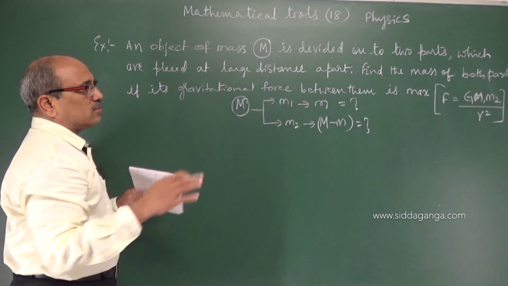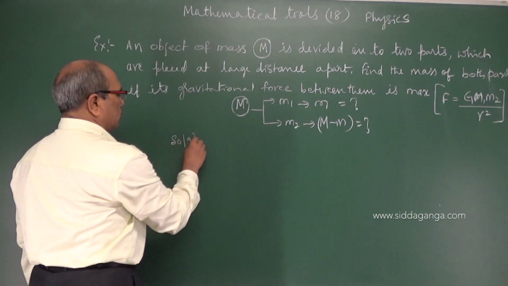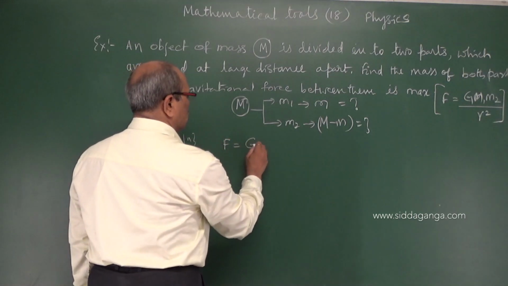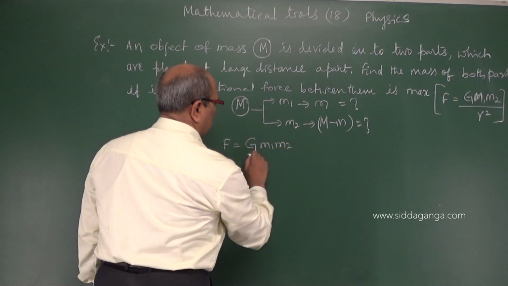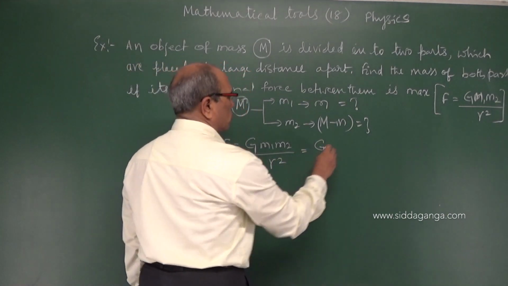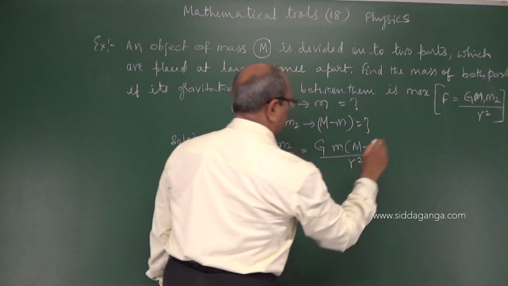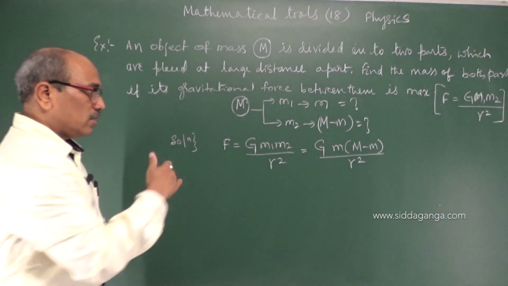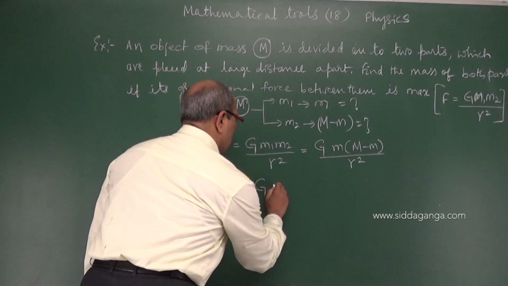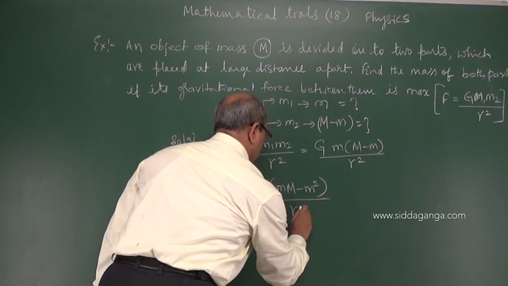They are kept a very large distance apart. So using the relation, first you write the given equation. The force between the masses is G into m1 m2 by r square. So if I substitute here, G into small m into capital M minus small m divided by r square. Take small m inside, G into small m into capital M minus m square by r square.